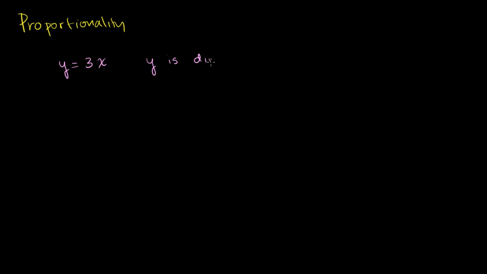to x. And of course, we could divide both sides of this equation by 3, and we would get 1/3 y is equal to x. So once again, x is a constant multiple of y. We could write this as x is equal to 1/3 y.